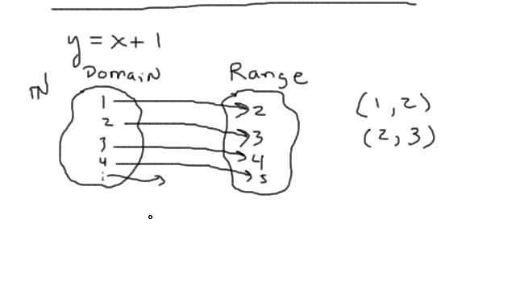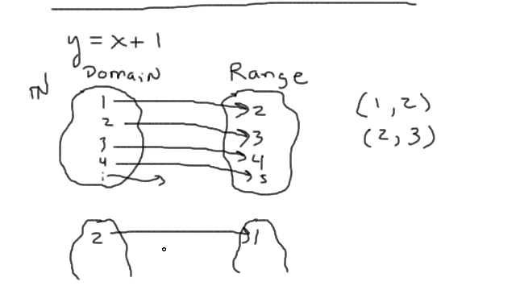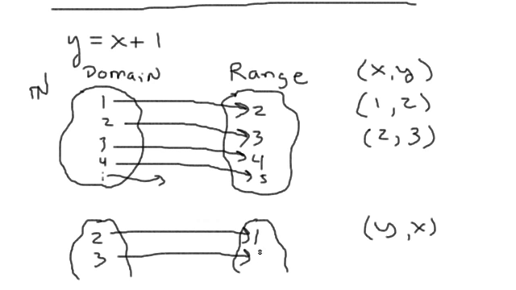2, 3. But now, this section's about the inverse function, right? So the inverse of this, when we plug 2 in, we get 1 out. Remember, it gets flipped around here. So this is x, y, and this down here becomes y, x. So when we plug 2 into the inverse, we get 1 out. When we plug 3 in, we get 2 out. So you can see, you can just trace this right on back in this direction right here.